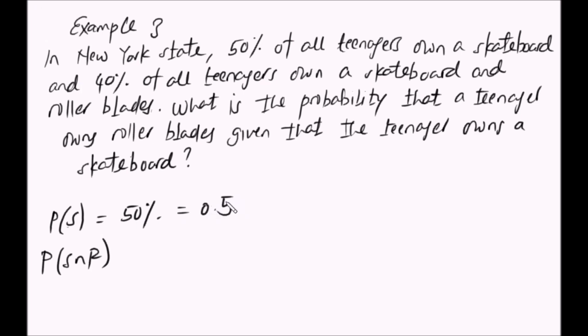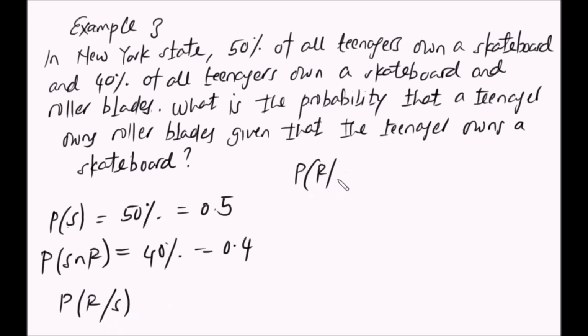Okay, ukigawanya percent into decimal. So the probability that ana own a skateboard and rollerblades ni 40%. Sasa hii ndo 0.4. I think my brain was going faster than my hand pale. Ndo maana nikaandika 0.4. And then anasema, what is the probability that a teenager owns a rollerblade given that he owns a what? A skateboard.